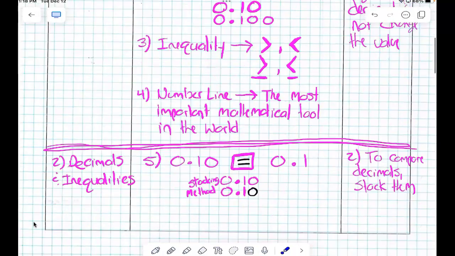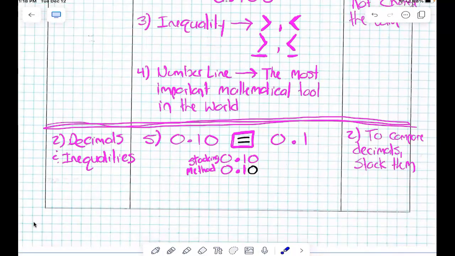Inequalities, you guys are cool with those. Number lines, we're cool with that. These numbers are equal right here. Yes or no? Yes. Because if I stack them, this number is right down here, yes? Yeah. And I added that 0 to make them look the exact same. But adding a 0 does not change the value of a decimal, does it? No. You can add as many zeros as you want after a decimal, and it's not going to change the value. Okay, so we're good with that, yes?